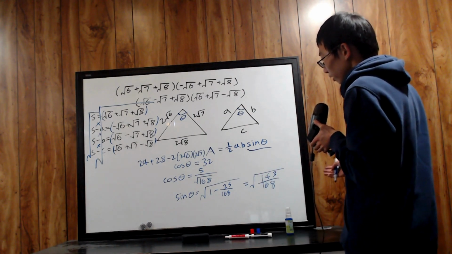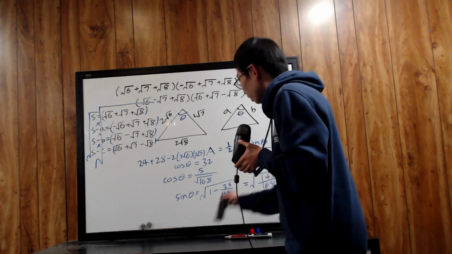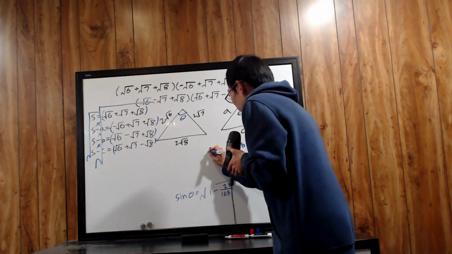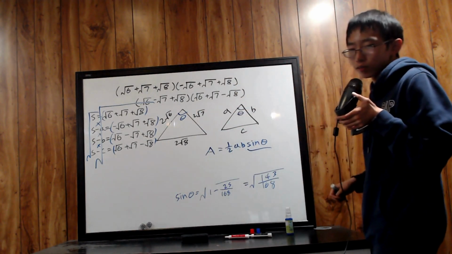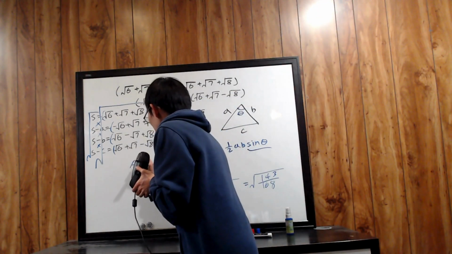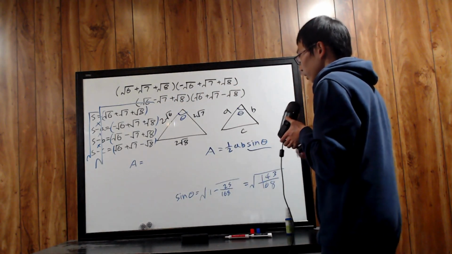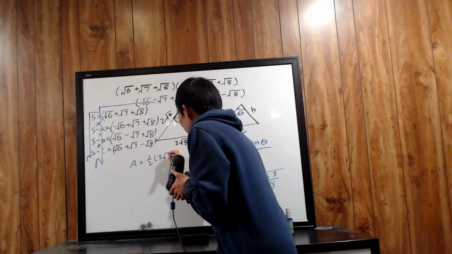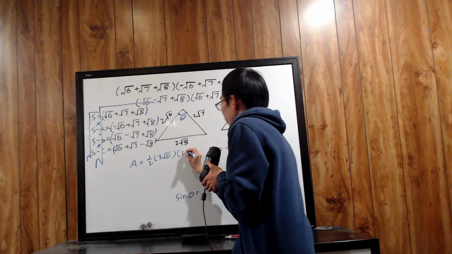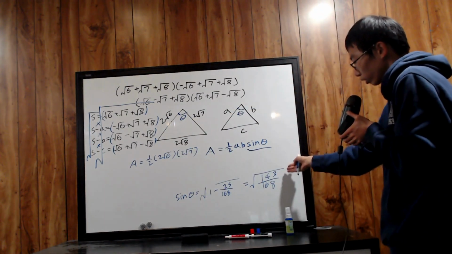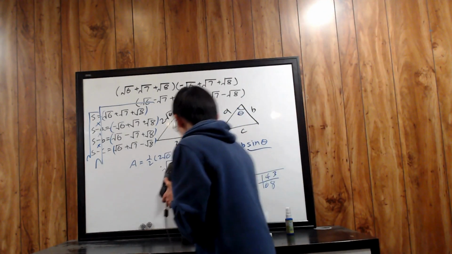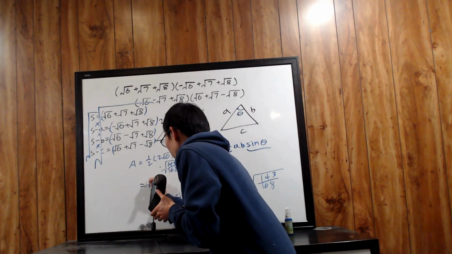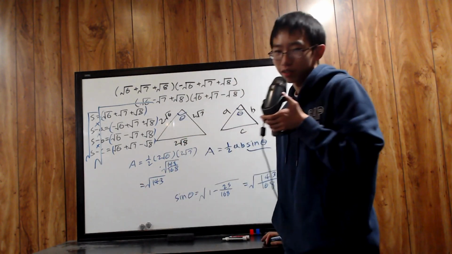Now we may plug in sine of theta into the formula. So let me just quickly erase all of this on the board. Now that we know what the sine of theta is, we get the area of this triangle. Area is equal to 1/2 times AB sine theta. So it's 1/2 times this side times this side times the sine of theta, which we know is equal to square root of 143 over 168. We can evaluate this to be equal to the square root of 143. And we have our answer.